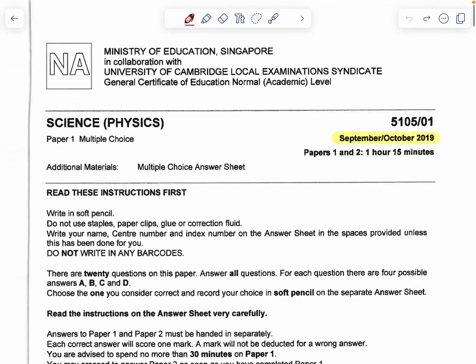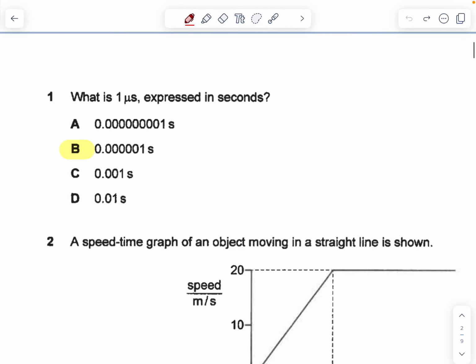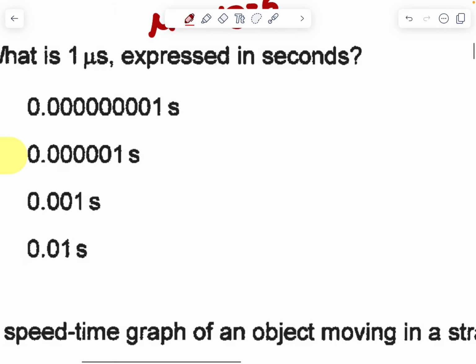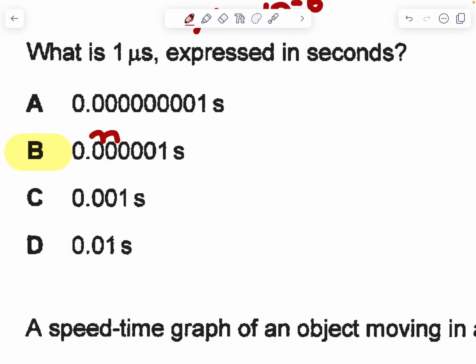2019, paper 1. Question 1. What is 1 microsecond? So micro is equal to 10 to the power of minus 6. Okay, so 6, if we zoom in, 1, 2, 3, 4, 5, 6. Here, answer is B.